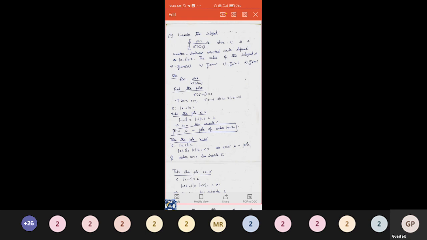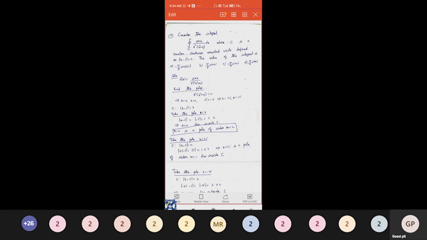By equating the first factor to 0, x square value is 0. So x value is 0 and 0. Second factor, x square plus 4 is equal to 0. So x square value is minus 4, or I can say x value is plus 2i and minus 2i. So we are able to find three different poles. First one, x equal to 0, and the order of the pole is 2. And the second pole is x equals 2i. It is a simple pole, that is pole of order 1. And the third pole is x equals minus 2i. It is also a simple pole, that is pole of order 1.